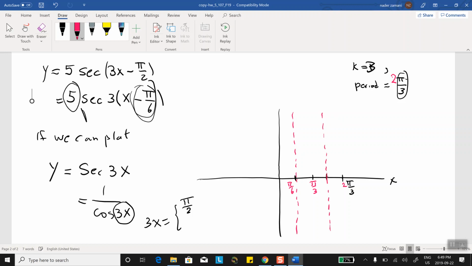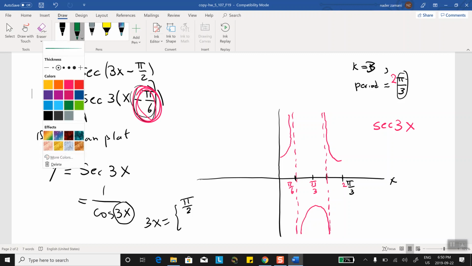Okay. And we have done this before, so secant is going to look like that, and it's going to go like this. This red one is secant of 3x. Now, we have to shift this to the right by pi over 6. So remember, this length is pi over 6. Okay, so that's going to be tough to do, but we'll try.